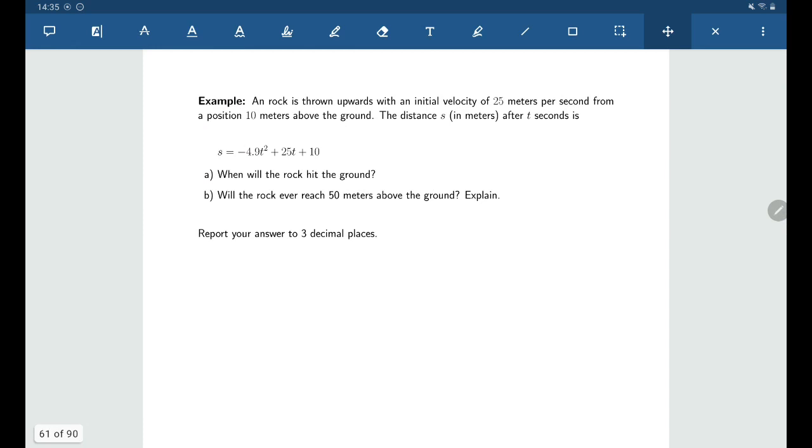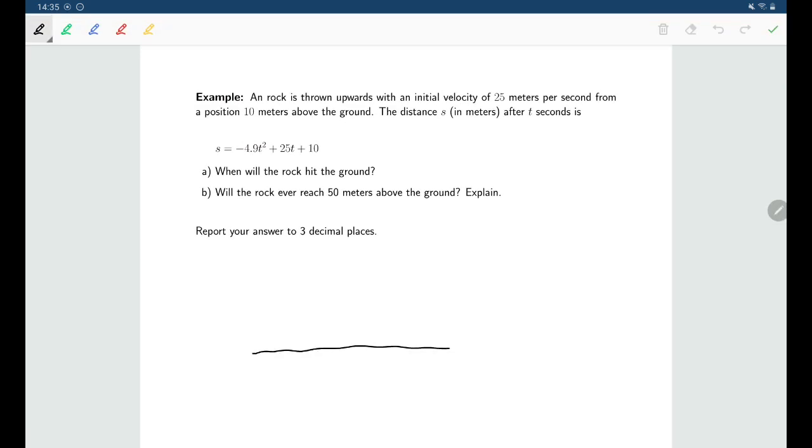Okay, one little word problem to work through. We've got a rock that's being thrown upwards from a position 10 meters above the ground. I'm going to start making a little bit of a diagram here. So I guess if we're 10 meters above the ground, we're maybe standing on top of a building. And so the ground position, I would consider that to be 0. So S, which is our position above the ground, would be 0 when we're at the ground. And here at the top of our building, that's 10 meters. So our position is 10.